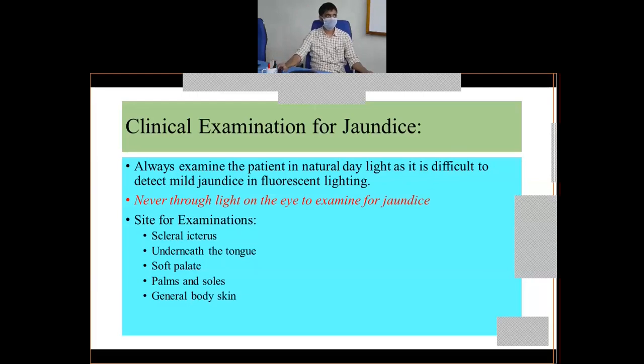Then coming to the sites of the examination, the first site you have to examine is the sclera, that is called scleral icterus. Then the underneath of the tongue, then the soft palate, then the palm and sole, then generalized body skin. So remember this sequence also. Okay, you cannot detect jaundice if it is mild on the general body skin or palm or the sole. The first area where it will appear is the conjunctival membrane, and it will be examined as scleral icterus.